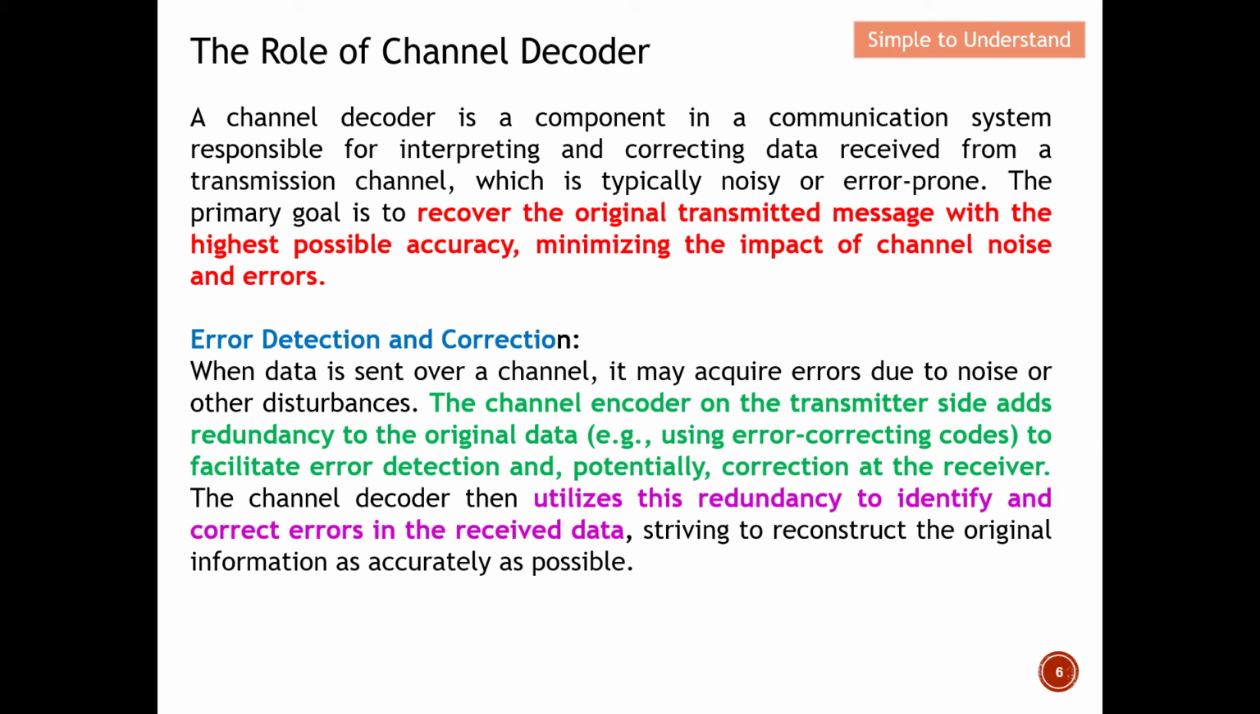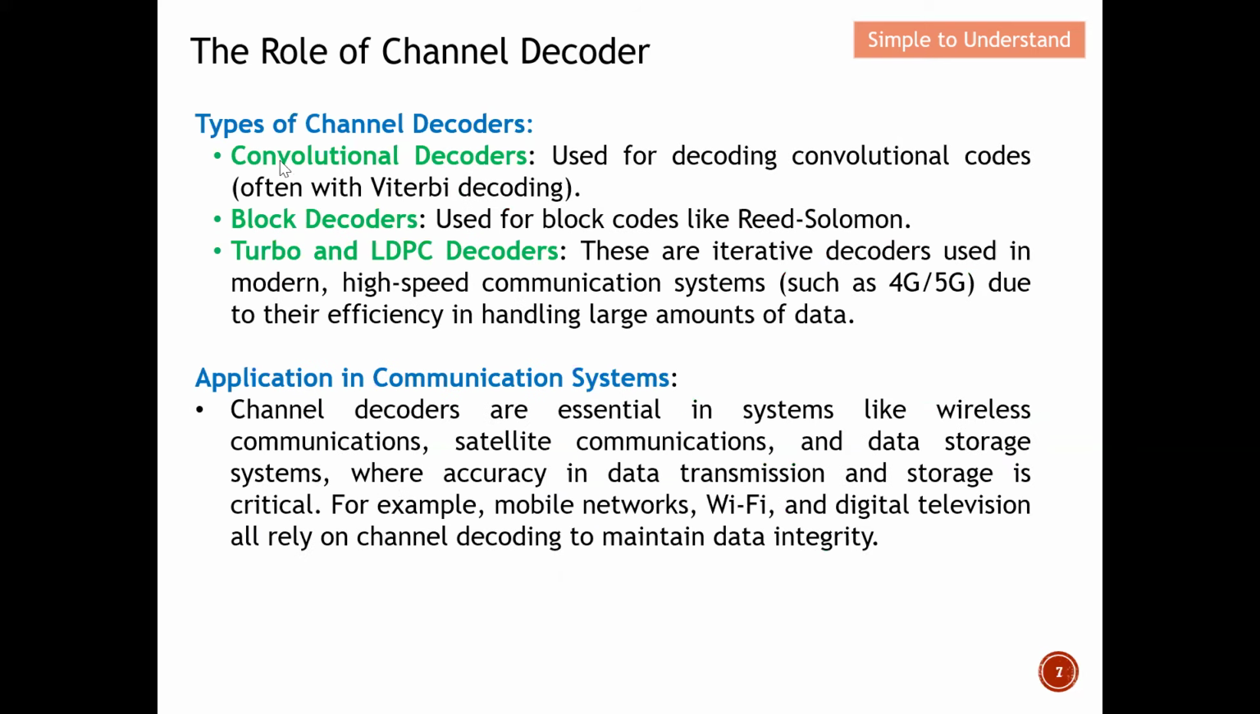Before we remove the redundant bits, we need to ensure that the extra bits help us to detect any error. After we have done the error check, if there's no error, then we remove the redundant bits. So basically this is what the channel decoder does. In short, there are three main types of channel decoder: convolutional decoder, block decoder, and turbo and LDPC decoder. I won't go in depth on all these different types of channel decoder.